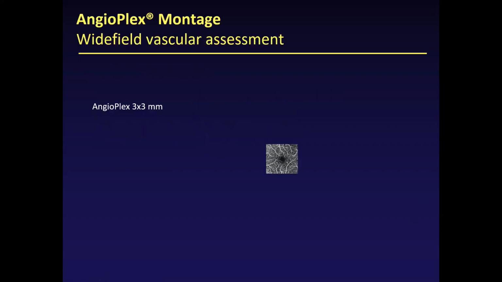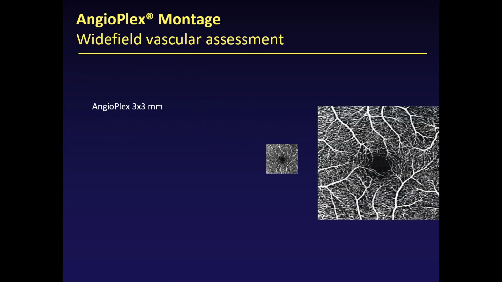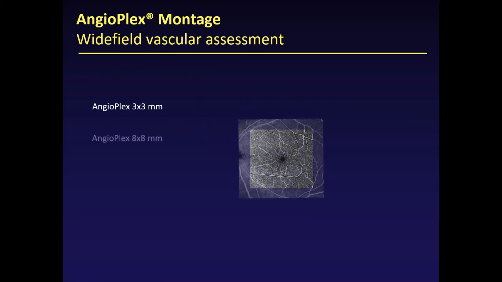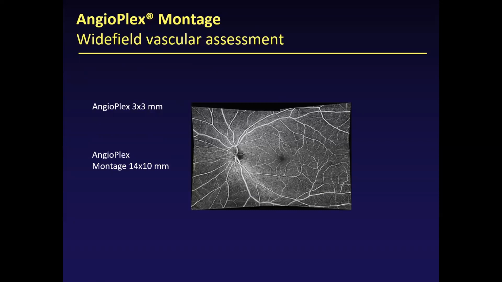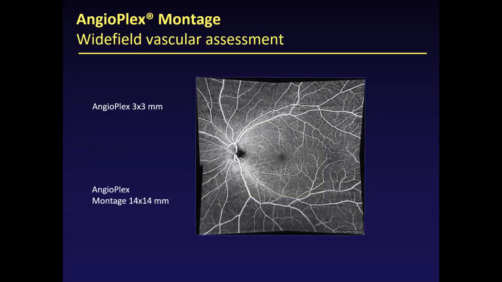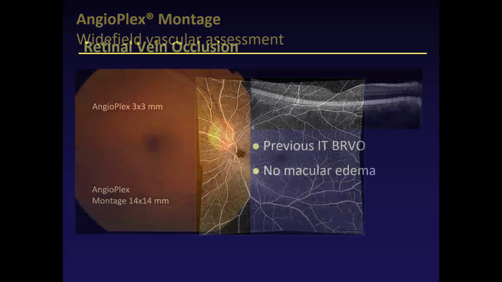When we look at the retina, we can start off with a 3x3 area. It's a small field, but it affords the highest resolution in terms of detail. But often we want to look at a larger area, so we can also use a 6x6 as well as an 8x8, which are preset protocols, very easy to use on this instrument. If we want to look further, or for presentation purposes, sometimes we can generate a montage with 14x10 or 14x14. These are really good images to survey the posterior pole.